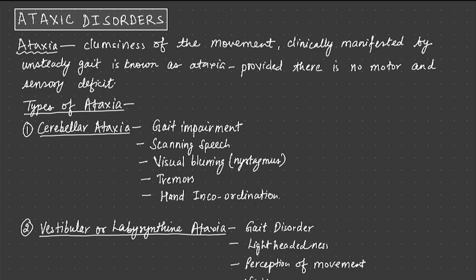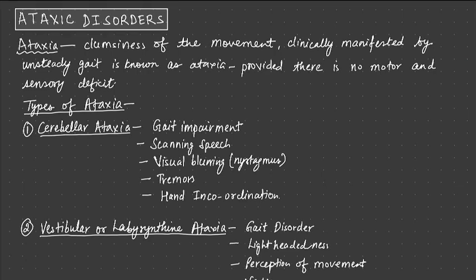Types of ataxia. It is very important to understand the types of ataxia before we go on to the etiology. First of all, there is cerebellar ataxia, the most common type of ataxia in clinical practice. It has many etiologies and it is inherited also. Cerebellar ataxia is the most common type of ataxia.